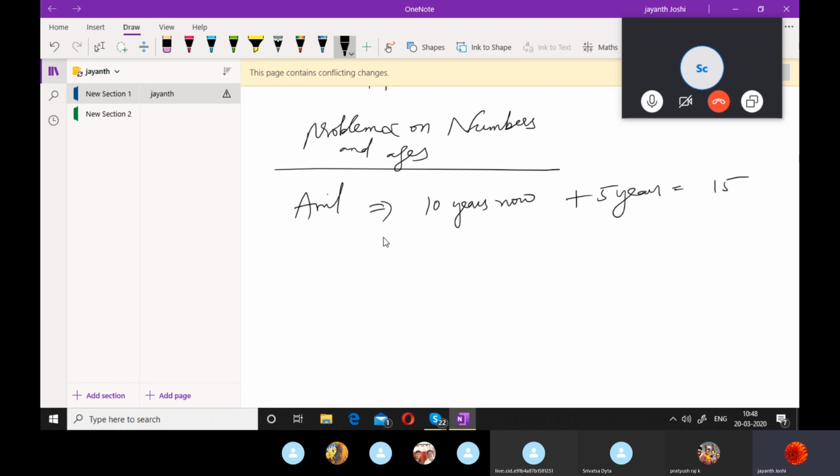In the same way, suppose a problem is given to you. In that problem they did not mention the age. So you need to assume the age as X. And they will use certain terms like after 10 years, after 5 years. Okay, 5 years hence.